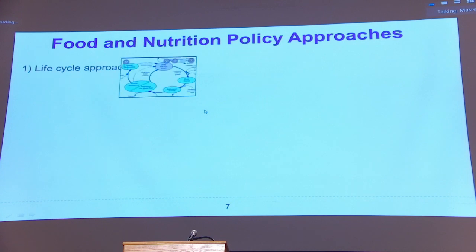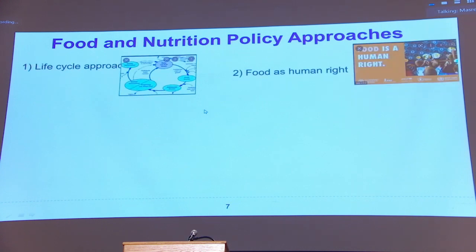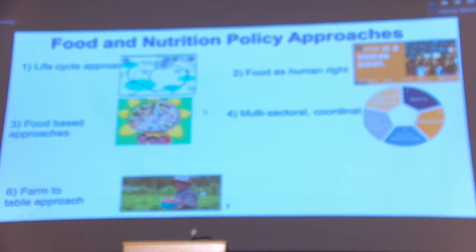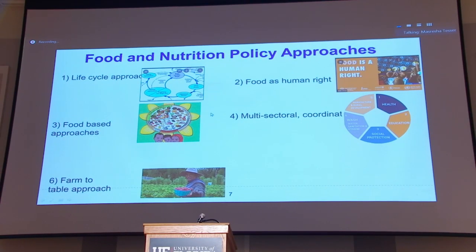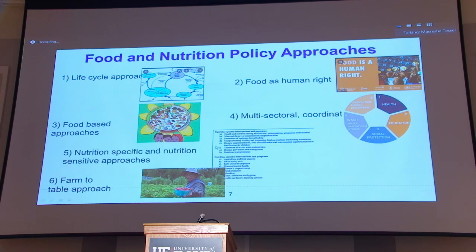In regard to this, the policy also has approaches, and we largely follow about 6 or 7 approaches. The first one is the life cycle approach, which we follow throughout the life cycle, and the second one is the food-based approach. The other one is from farm to table, in other words the food system approach, and of course the multi-sectoral approach, and also the approach that considers food as a human right. Those are the key approaches that the government follows.